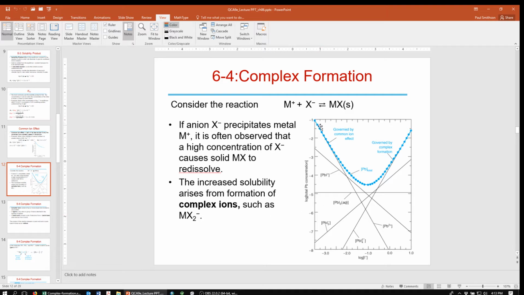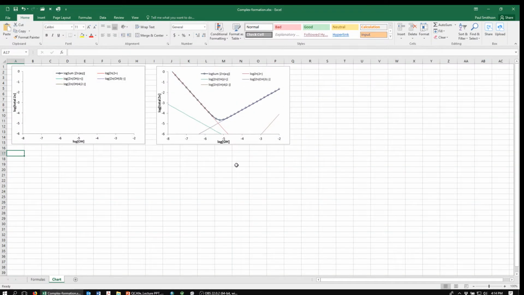And so early on, you are controlled by the KSP and the common ion effect from your ligand, and later the concentration increases again because of complex formation. So this is a tedious business to calculate. Each of those points requires you to solve 1, 2, 3, 4, 5 different equilibria. So we're going to use Excel to do that, using a somewhat simpler example that still illustrates the principle, zinc hydroxide.